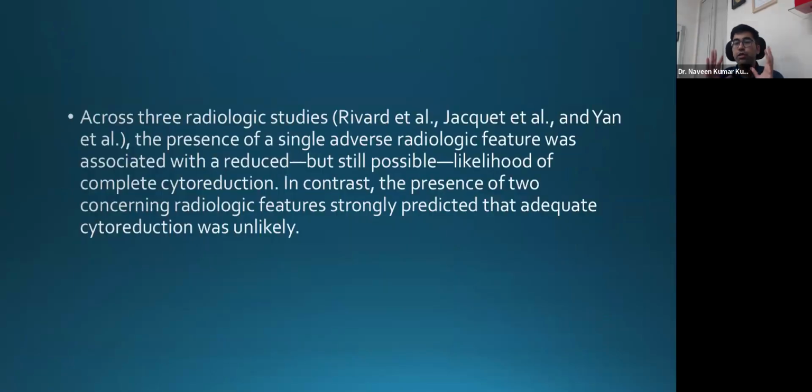Now, what is the implication of knowing this? So based on the three studies which I mentioned, Rivard, Jacquet, and Yan et al., they said that the presence of a single adverse radiological feature was associated with a reduced but still possible likelihood of complete cytoreduction. Whereas if there are two or more concerning radiological features, then they predicted that adequate cytoreduction was unlikely. So based on the CT report, if we find two or more of these features, then definitely the chances of us achieving cytoreduction are very less.